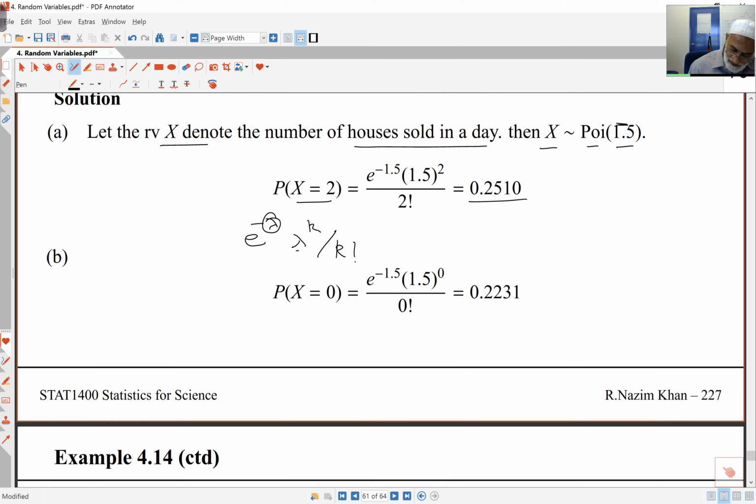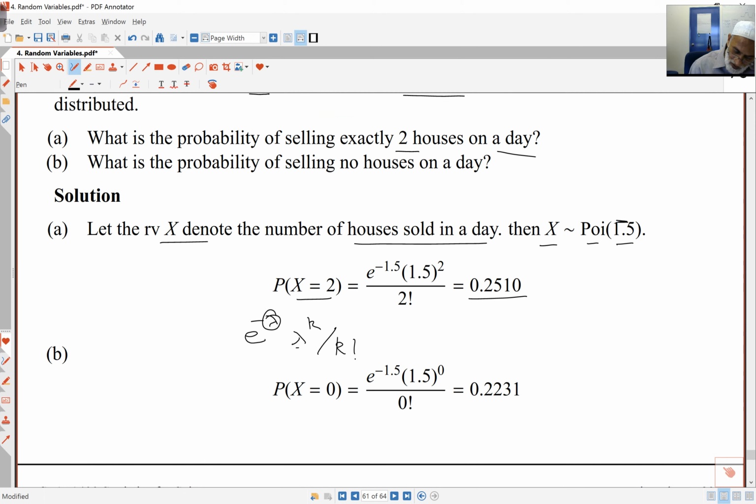Next part says no houses sold. That's x equals 0. Again, the same formula: e to the negative 1.5, 1.5 to the 0, and 0 factorial comes to 0.2231.